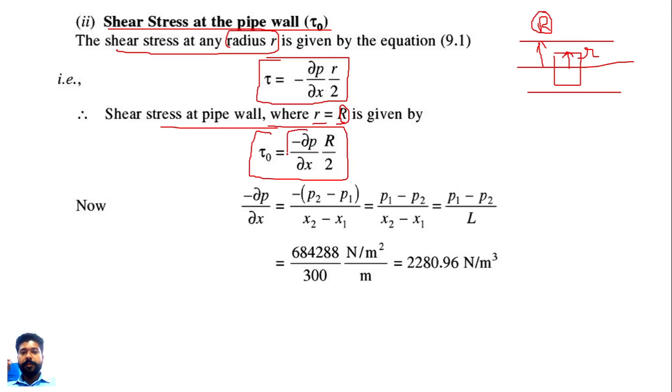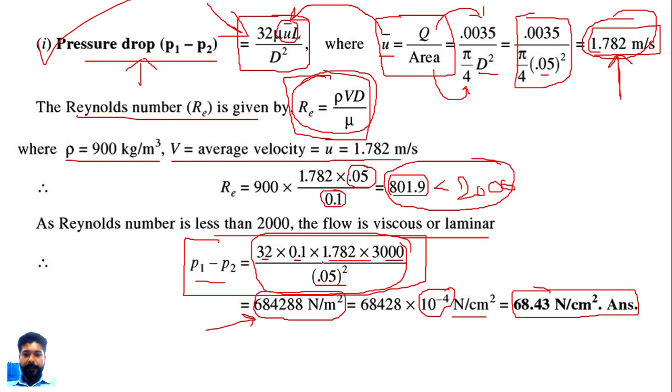First of all, we need to find this term, minus del P upon del X. This del P upon del X is nothing but the difference of pressure over the difference in the X direction, that is P2 minus P1. So a negative sign will be multiplied inside, and it will be P1 minus P2 divided by X2 minus X1. This X2 minus X1 equals L. So we have the value of P1 minus P2 here.